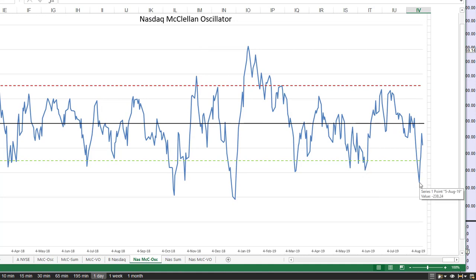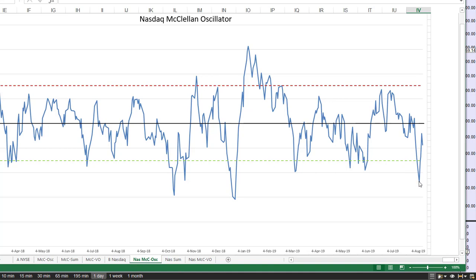Now, here's what happened on August 5th. First of all, let me just mention that this dotted line down here is minus 150. This is the 0 line, and this is plus 150. When you get above 150, you're considered to be extremely overbought. When you get below minus 150, you're considered to be extremely oversold.